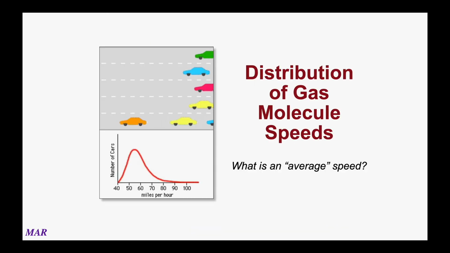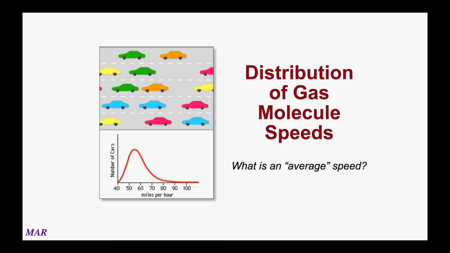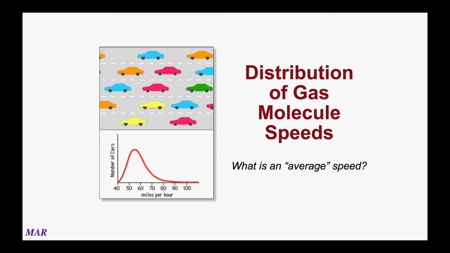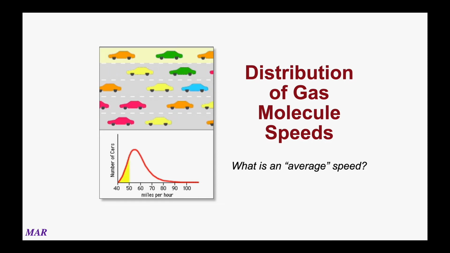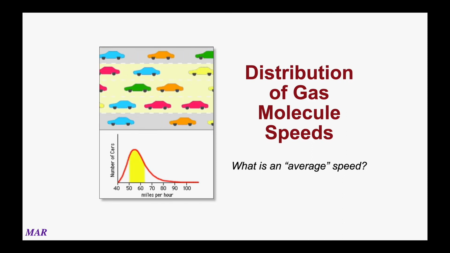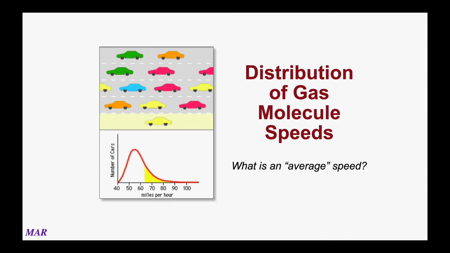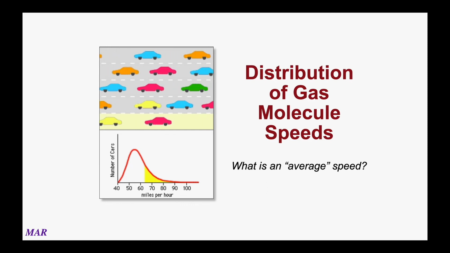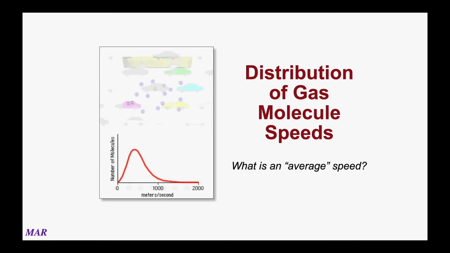Cars on highways travel at a variety of speeds. To show the distribution of automobile speeds, we could plot the number of cars moving versus their velocities. Molecules in the gas phase show the same variability of speed. Plots of molecular speed distributions are called Boltzmann plots.